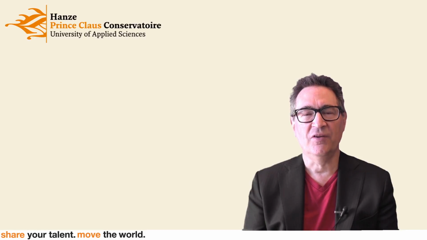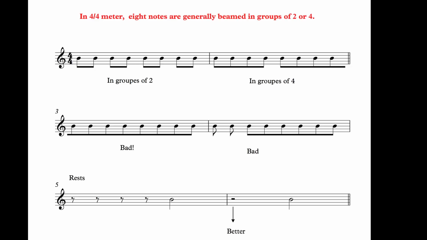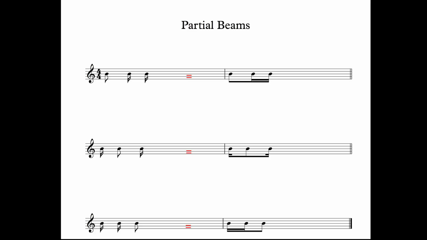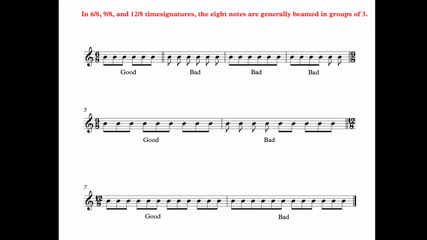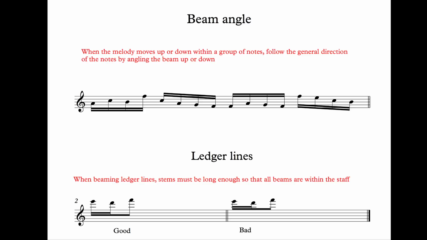Here are some general rules about beaming notes. In 4/4, 8th notes are beamed in groups of 2, 2 by 2, or 4, 4 by 4. 8th rests are not beamed. As a rule, use a single larger rest rather than a group of small rests. 8th and 16th notes may be beamed together with each other by the use of partial beams. In 6/8, 9/8, and 12/8, 8th notes are beamed in groups of 3 8th notes. Think about the beam angle.